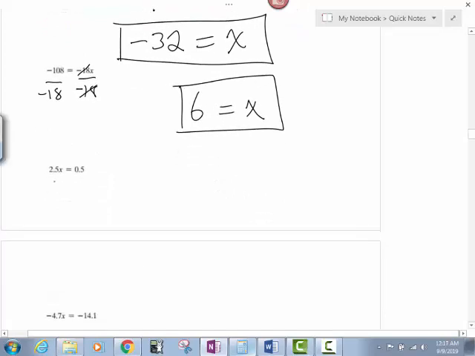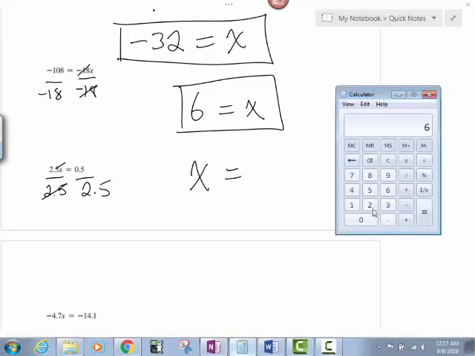All right. Do the same thing here for this one. Let's divide both sides by 2.5. Okay. Those 2.5s are going to cancel out. I'm going to grab my calculator one more time. Let me clear this out. 0.5 divided by 2.5 equals 0.2.